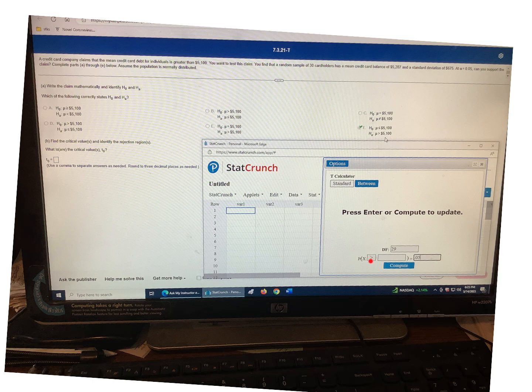It's a right-tailed test, and alpha is 0.05. So we put that in here, then we click compute, and the number that appears here is what we're after. It'll be the critical value.